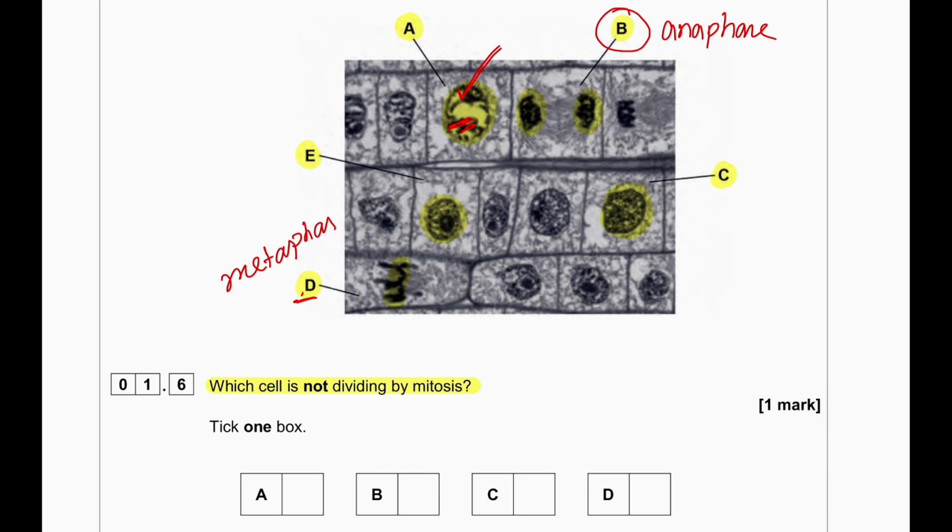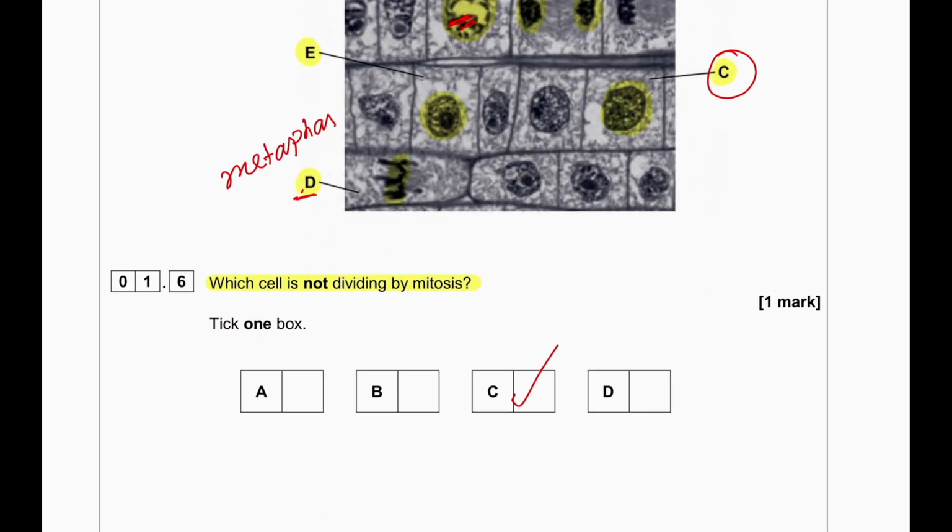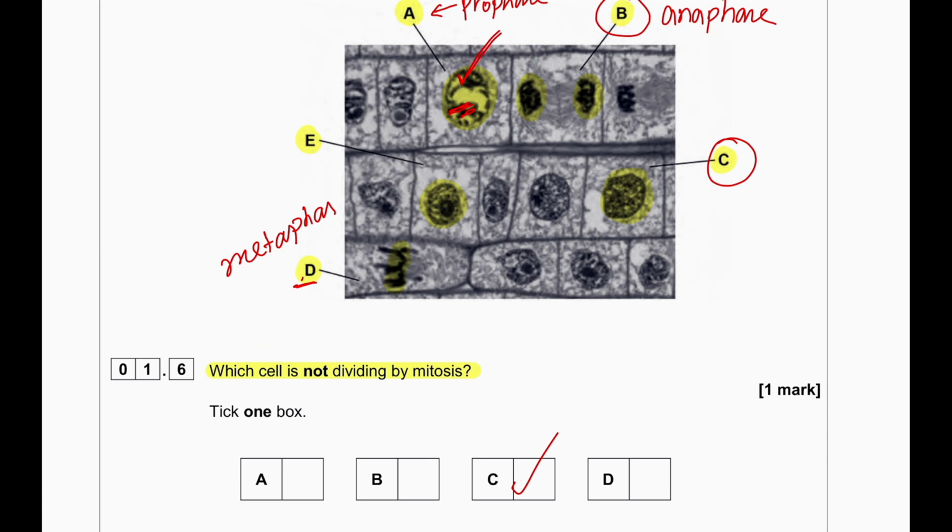So definitely A must be in stages like prophase, where the chromosomes are just condensing. So C could easily be the one where it is not dividing at all. So we got the answer C, because we rejected A, B, and D, because they are in stages of mitosis.